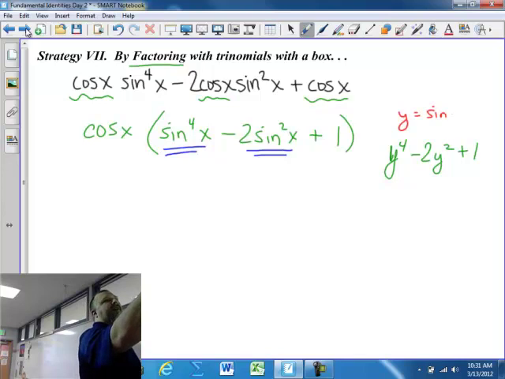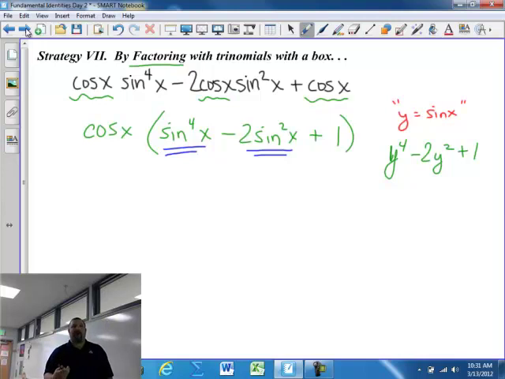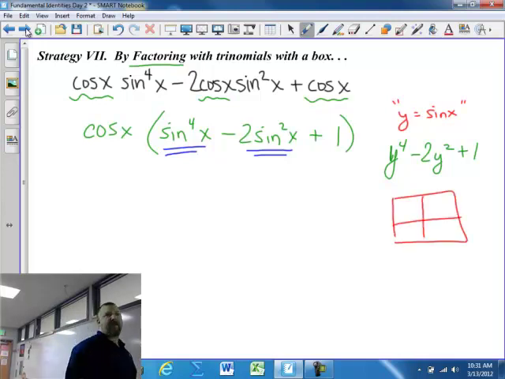Is that okay? Yes. So you can make that change in your head if it's easier for you, or you could do the whole box with sine of x's in it. What we're going to do is make our box like we did when we first learned how to factor. So we've got y to the fourth in the first corner, and a plus 1.